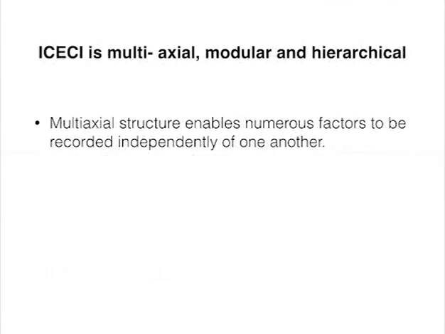The ICECI is multi-axial, modular, and hierarchical. The multi-axial structure of the ICECI enables numerous factors to be recorded independently of one another. For example, coding of objects or substances involved in the occurrence of an injury is possible irrespective of how or whether other items have been coded, such as intent.